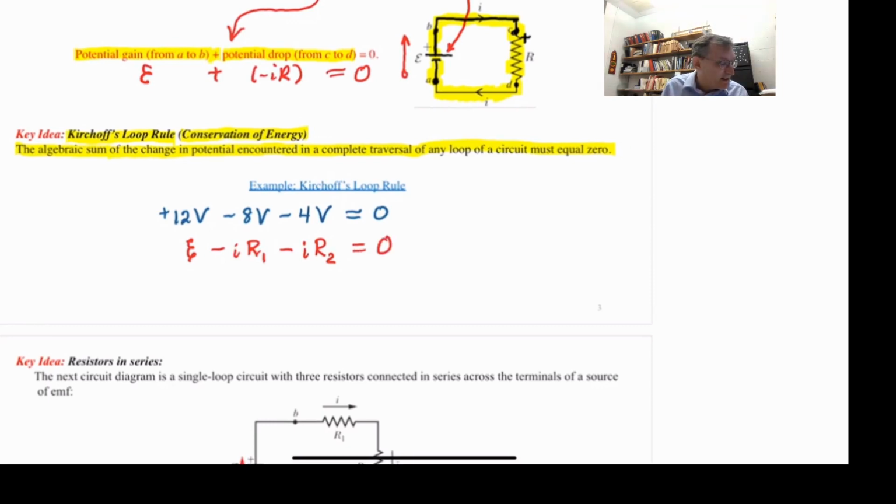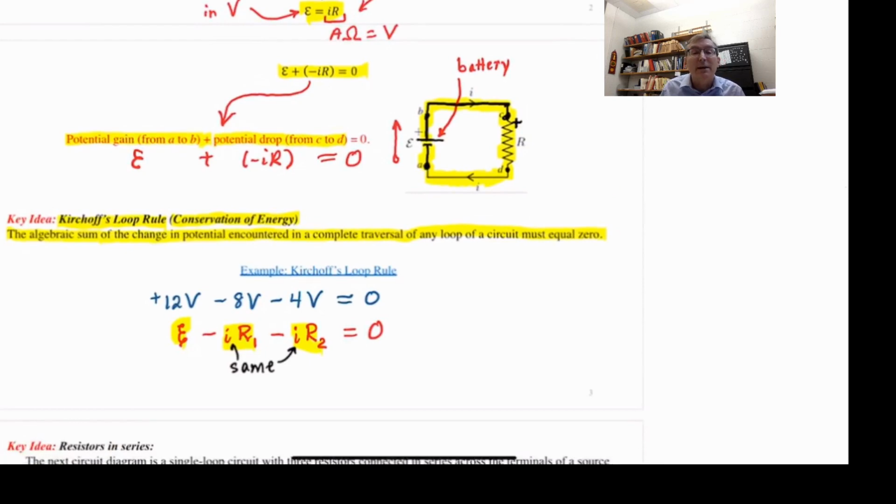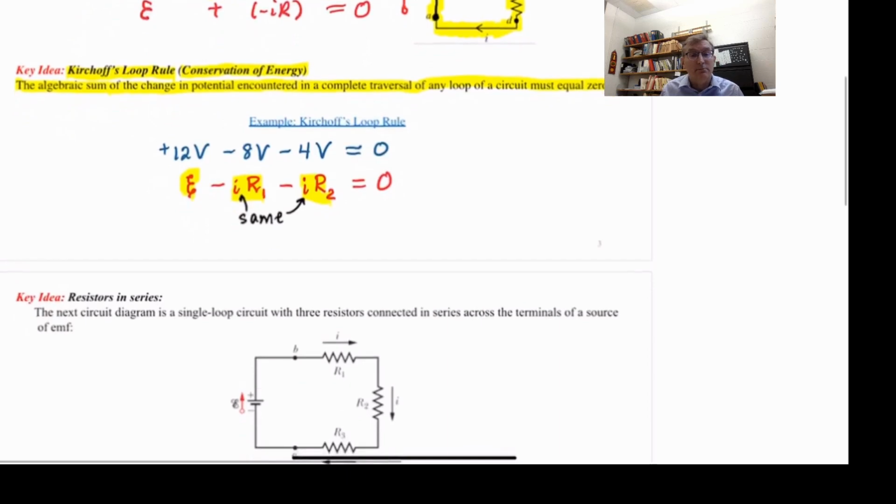So there I've written it in symbols, which is the way we'll often be writing it when we analyze circuits. We had a gain of EMF from the battery. We had a loss of I R1 from the first resistor and a loss of I R2 from the second resistor, where those I's have to be the same. When you have a single loop circuit, like the one I showed you on the animation, or this one right here, it has to be the same current everywhere, because it's just flowing around like water in a piping system that's closed on itself.